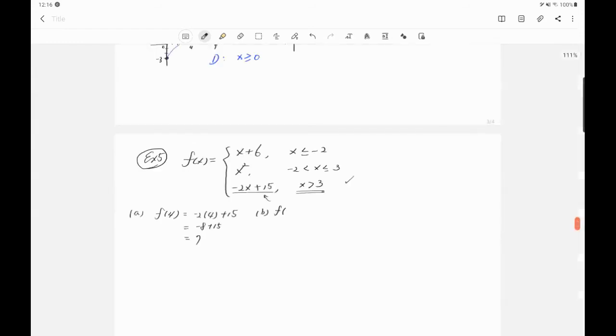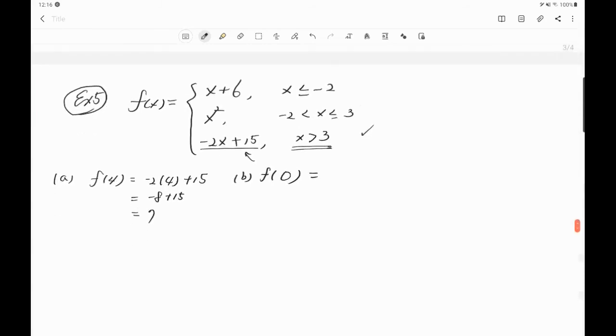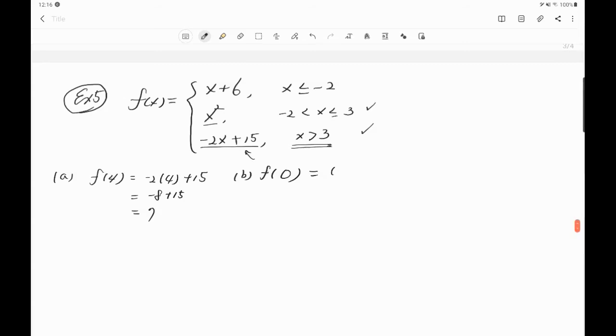Okay, let's try another one. Find f of 0. Okay, f of 0 means the input value x is 0. So 0 belongs to where? It belongs to here. So we will use the second expression. So f of 0 means we will use x squared, which is 0. Okay, let's try another one, c.